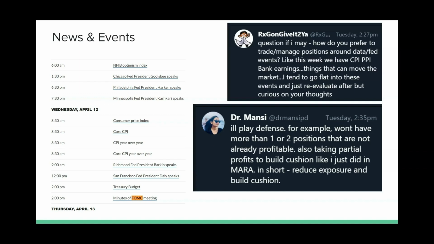So what I simply do is play defense. So I won't have more than 1 or 2 positions that are not already profitable in my account. And I start to take partial profits to build up cushion in my account. And I give the example of Mara, which was a trade that I was in at that point. So in short, I'm reducing exposure and building cushion. And if at a time like this, I'm taking any new trades, it's definitely going to be a swing trade and not a position trade. And that's simply because you don't want to increase your market risk.